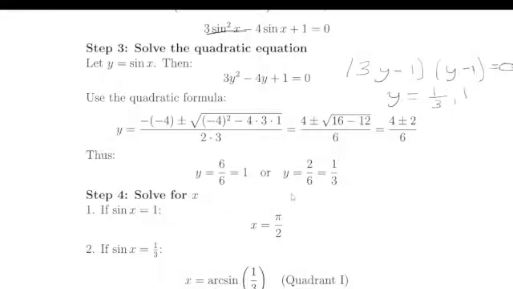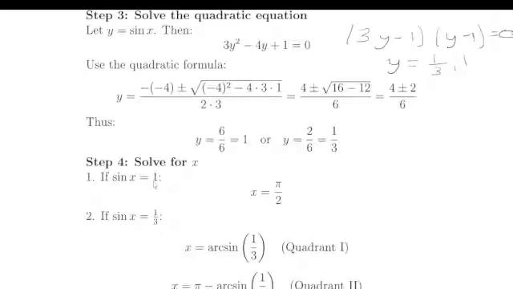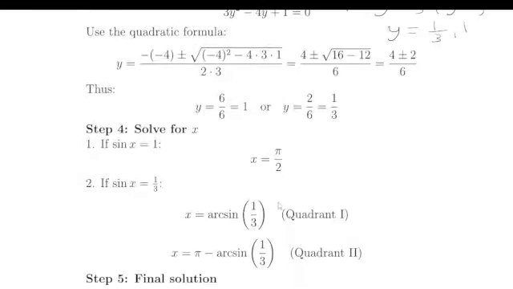And so if y is 1/3 and 1, that means sine has to be 1 and 1/3. Well, sine is equal to 1 only at x equals pi over 2. And then sine equals 1/3 in both quadrants, 1 and 2.